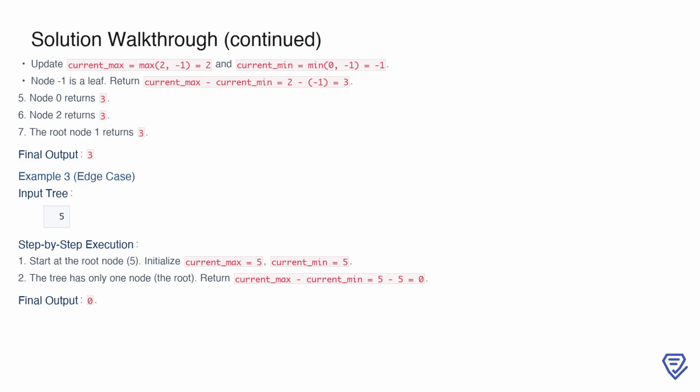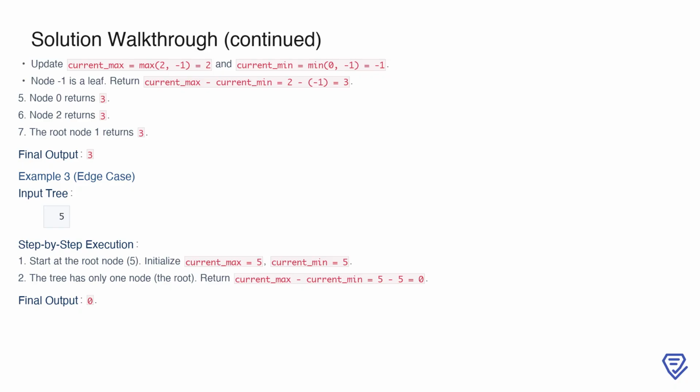Since this is a leaf node, the difference is calculated as 2 minus -1, which equals 3. Node 0 then returns this value, and node 2 propagates it upward as the maximum difference in its subtree. Finally, the root node, 1, also returns this value as the overall maximum difference for the tree, which is 3.